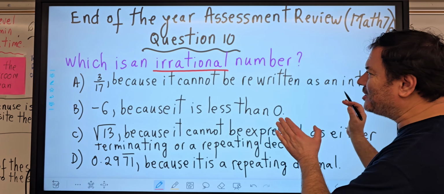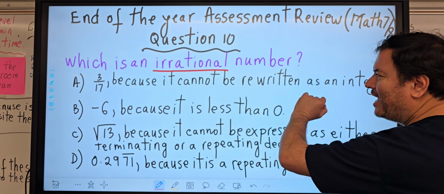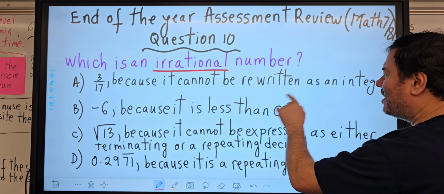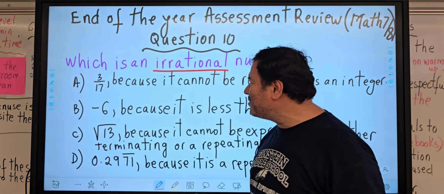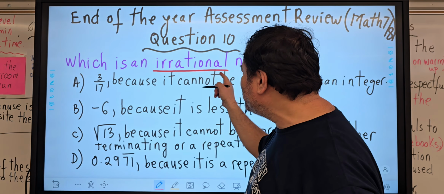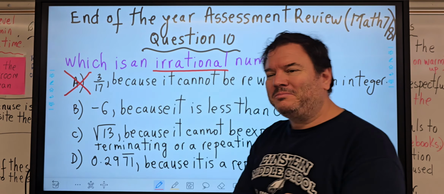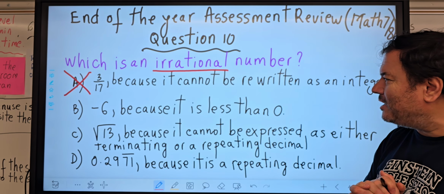Okay, irrational. Let's take a look at A, 3 over 17, because it cannot be rewritten as an integer. Okay, 3 over 17 is actually a rational number, but we are looking for an irrational number, so this cannot be the answer.